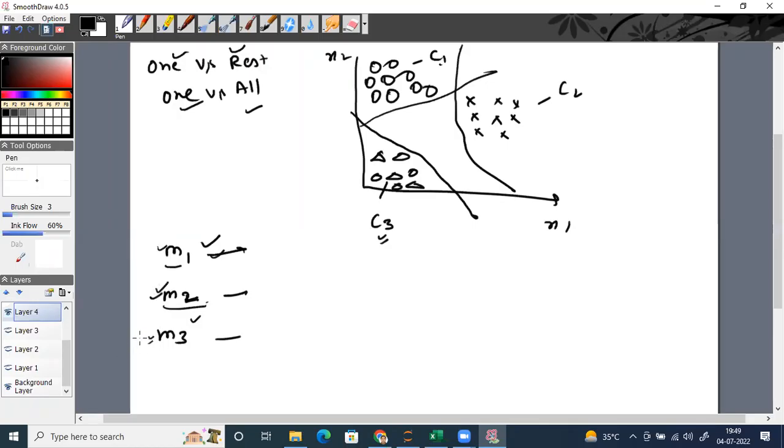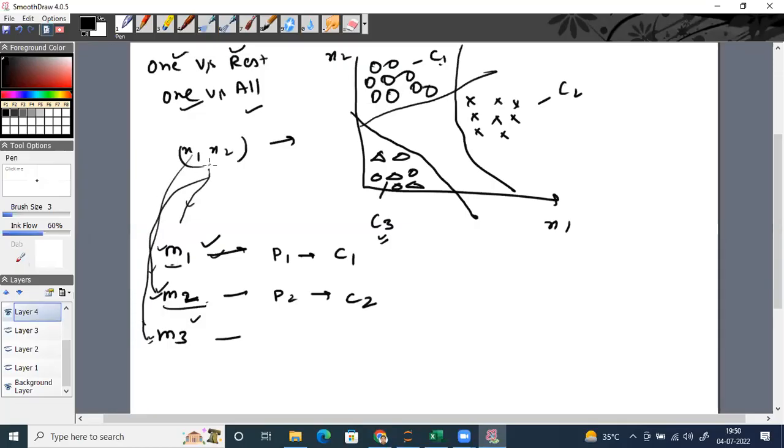So internally 3 models will be trained: M1, M2 and M3. Now what happens? Suppose you pass a test point, some value of x1 and x2, and you want to do the prediction. Tell me which class it belongs to. We'll pass this data point to M1, to M2, and to M3. M1 will give me the probability P1 of this point belonging to class C1. M2 will give me the probability P2 of belonging to class C2. And M3 will give me the probability P3 of belonging to class C3.